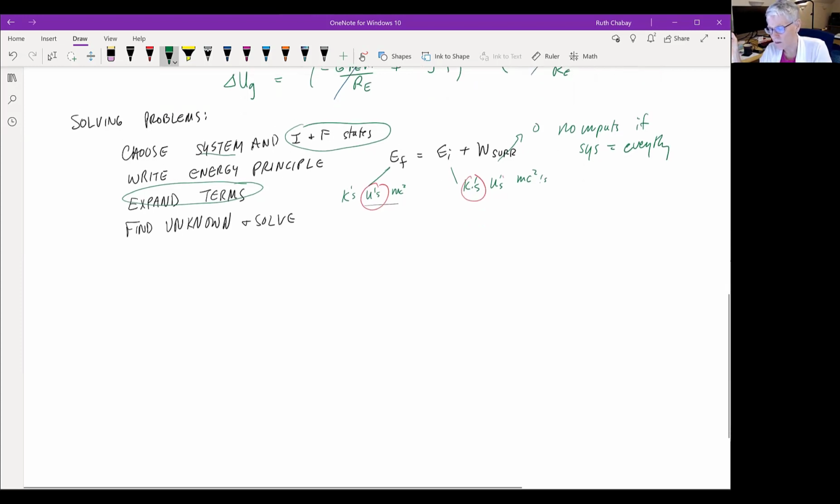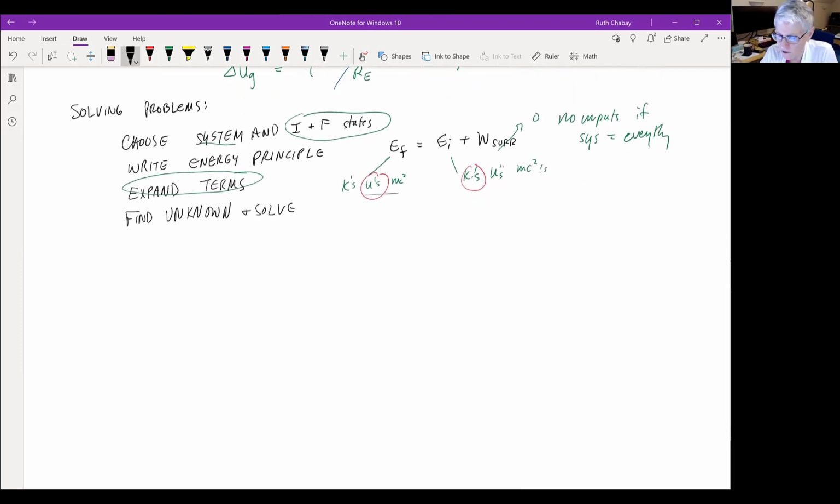So let's talk about solving a problem that's a little familiar, because you actually did this computationally at one point. Let's talk about finding escape speed. I really can spell escape speed.